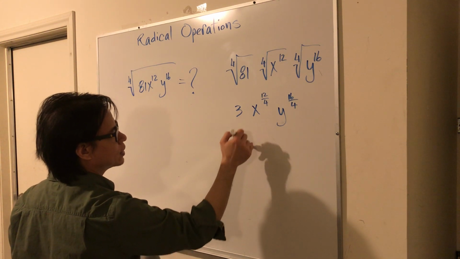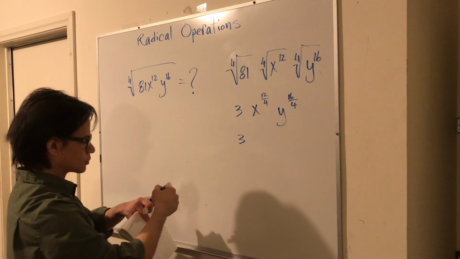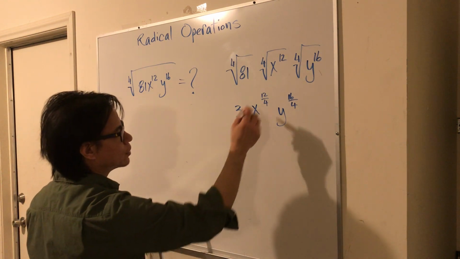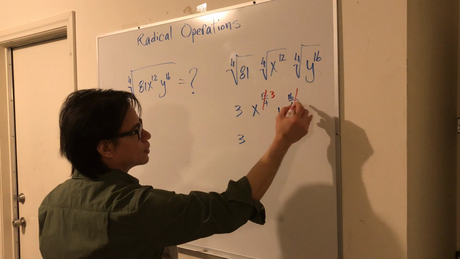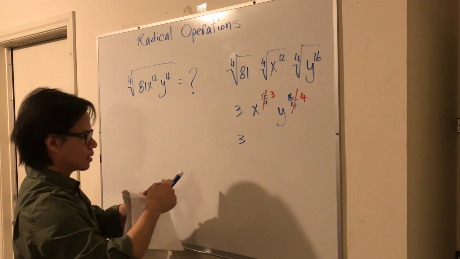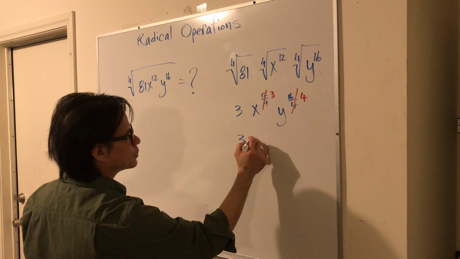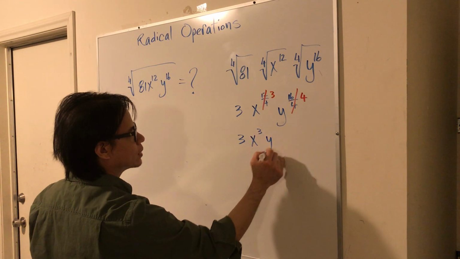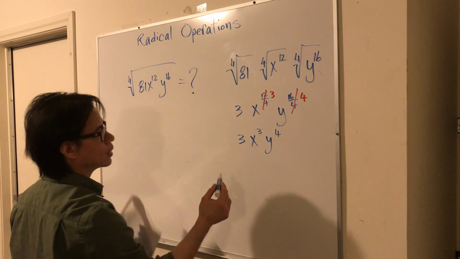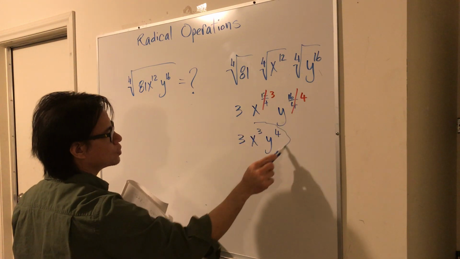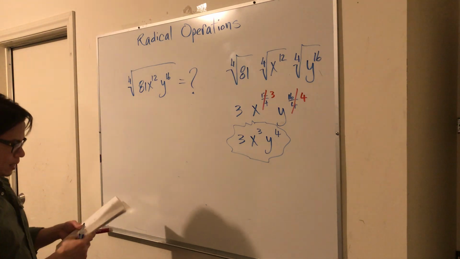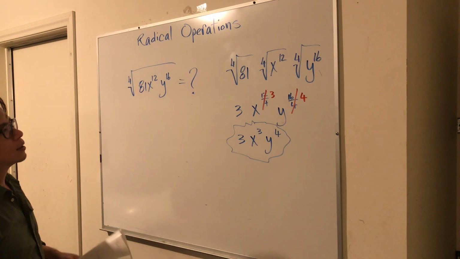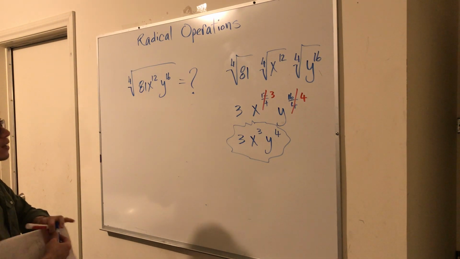So here you have 3 to the 12 divided by 4, which is 3, and 16 divided by 4 is 4. So simply put, we have 3x to the 3rd, y to the 4th. Okay, so choose whichever way you feel comfortable doing, and let's live with it.